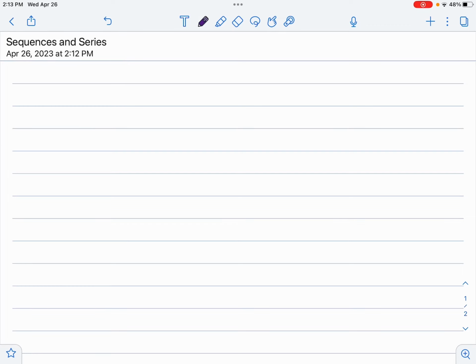Alright guys, today's lesson is about sequences and series. Now we've learned about sequences before. We actually did that back in geometry and touched on it in Algebra 1 also. But sequences is just where you have a pattern with numbers, right? And there are two main kinds of sequences, just as a refresher.